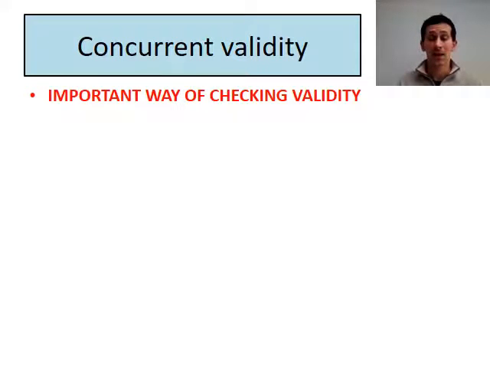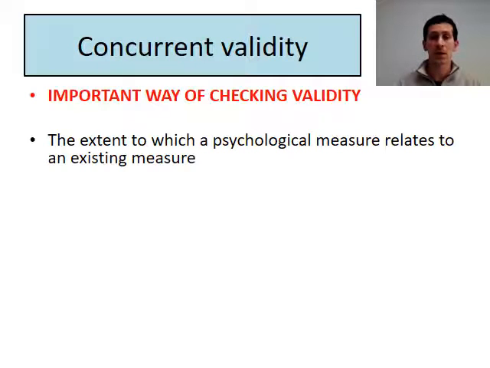Concurrent validity, again, is another important way of checking the validity in a study. Remember, if they ask you the question, how do you check the validity? Talk about face validity, talk about concurrent validity. They're on every single mark scheme. So this is the extent to which the measure relates to an existing measure.